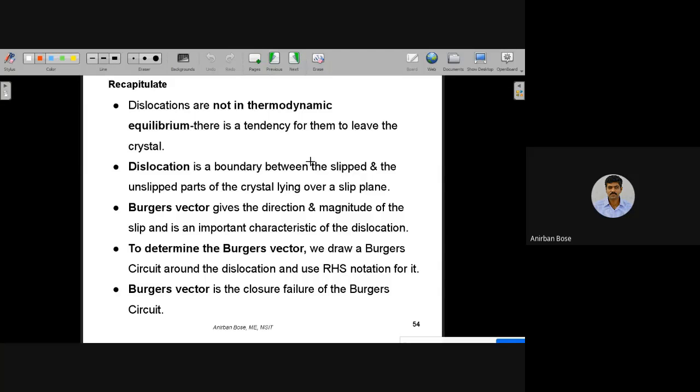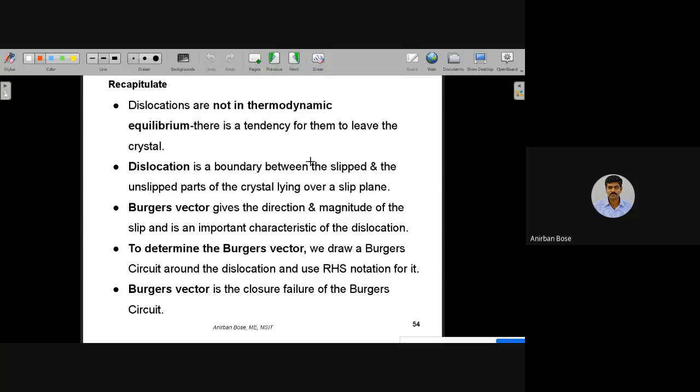But remember, dislocations are not in thermodynamic equilibrium. Since dislocations are not in thermodynamic equilibrium, there is always a tendency for them to leave the crystal. Whenever they get a chance, wherever they get a chance, they are trying to get out of the crystal, because they are not in a thermodynamically stable equilibrium within the material. That is the first difference if you compare with respect to the point defects, that you have to remember.